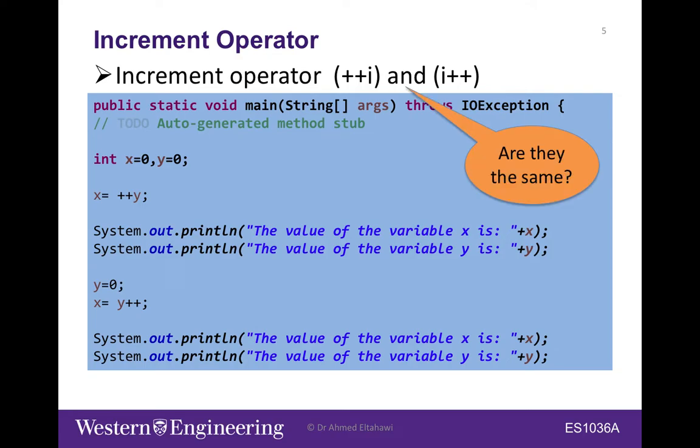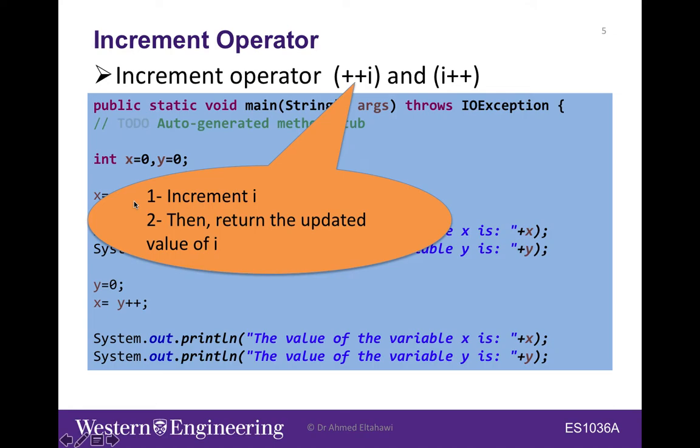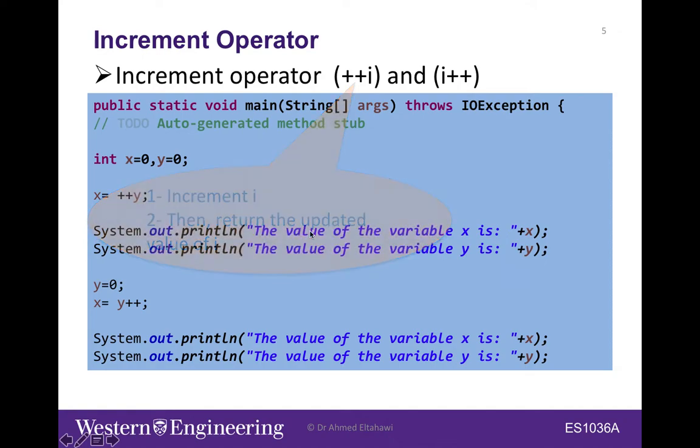Are they really the same or are they different? If you put them in the header of the for loop, they don't make any difference. They would act the same. But if you do that in an assignment like this, x equals plus plus y, that would be different. Plus plus preceding the variable means you increment I, then you return the updated value of I.